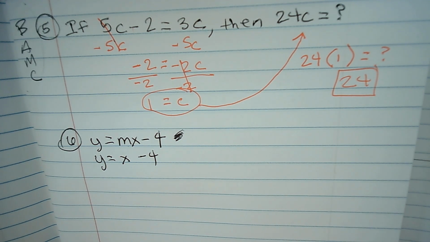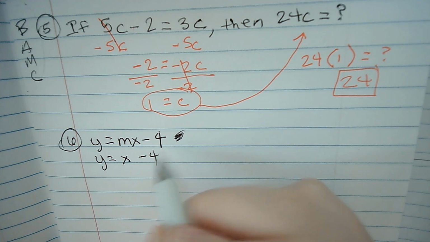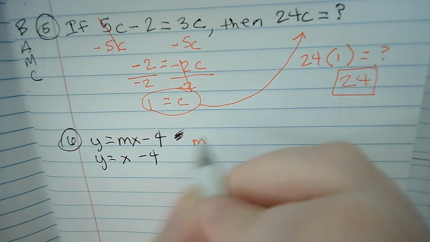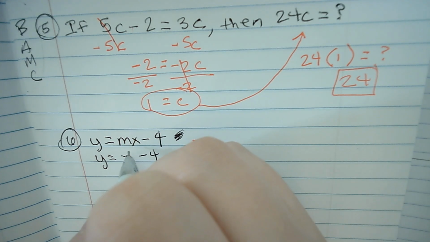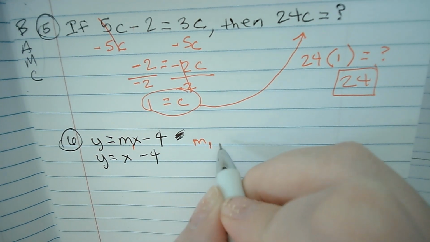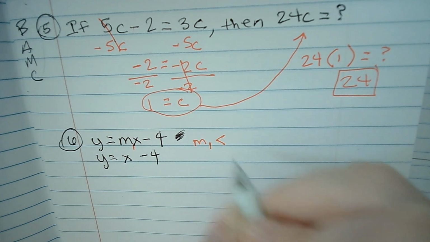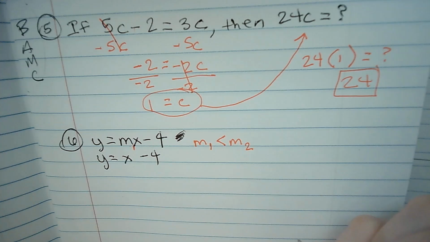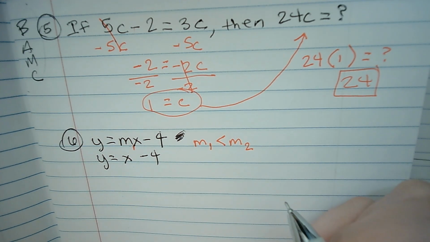Great question. So it's saying in this first one, we'll call it M1. How about that? M1 is less than M2. So what has to be true about m?